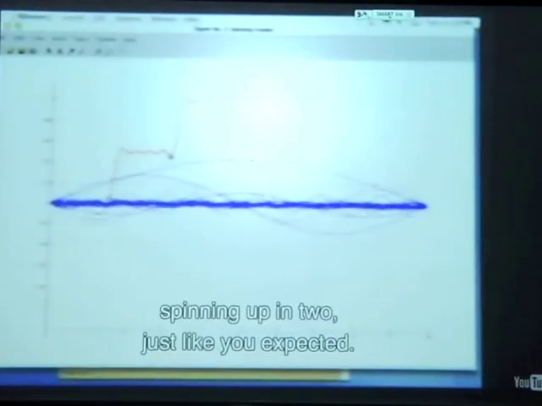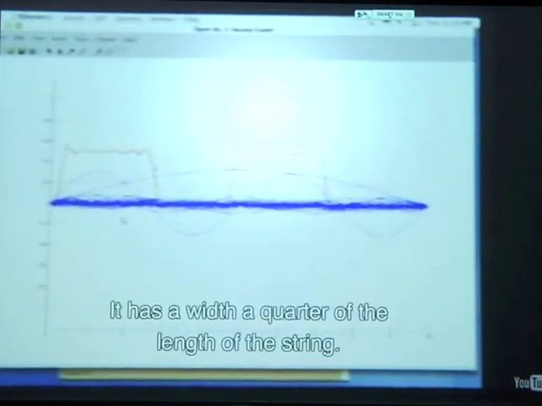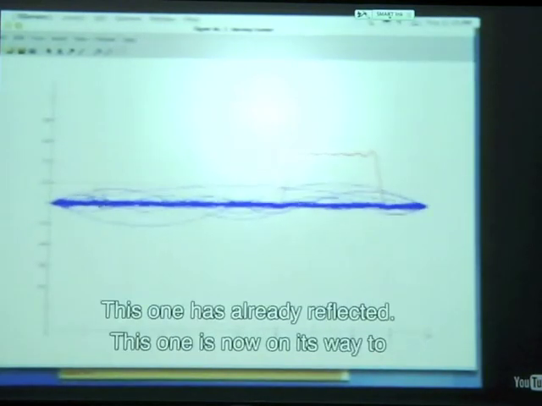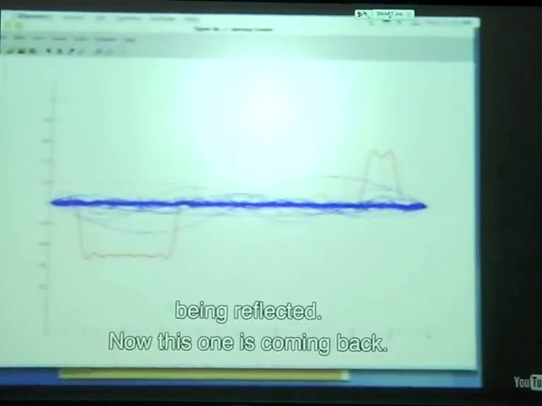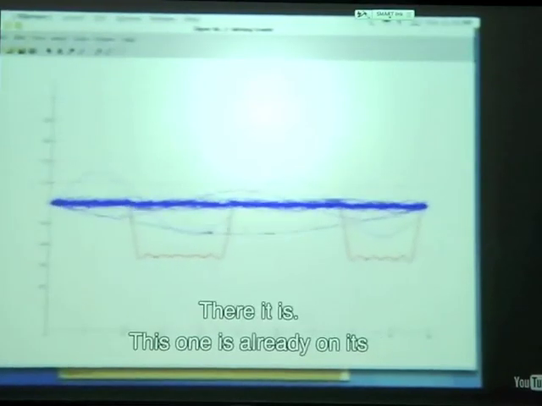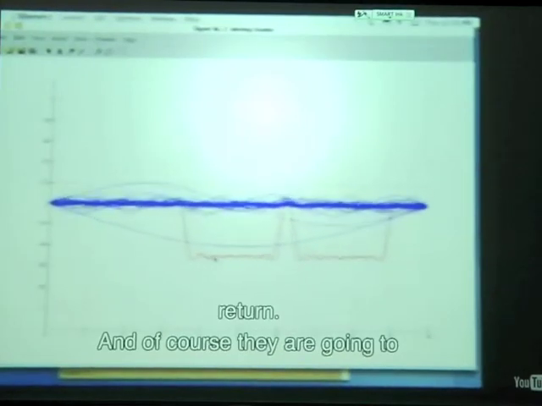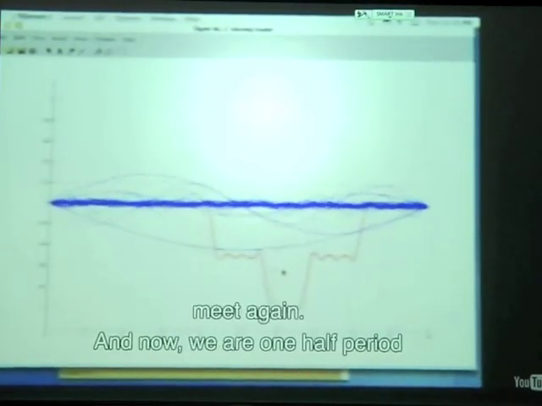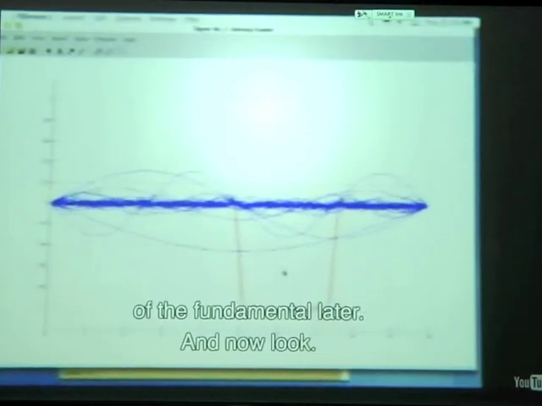Here you see the wave splitting up in two, just like you expected. It has a width 1/4 of the length of the string. This one has already reflected. This one is now on its way to being reflected. Now this one is coming back. There it is. This one is already on its return. And of course they're going to meet again. And now we are 1/2 period of the fundamental later.